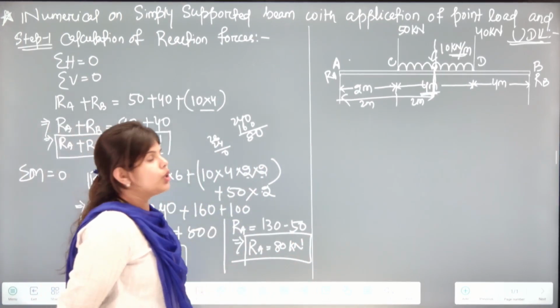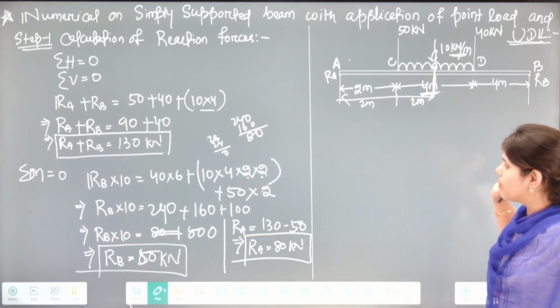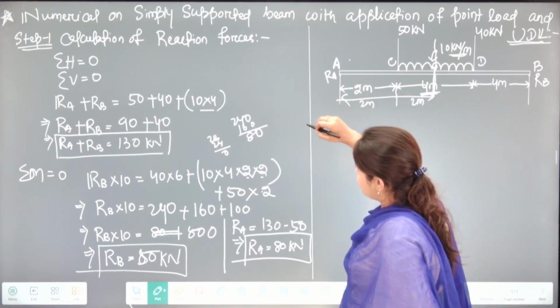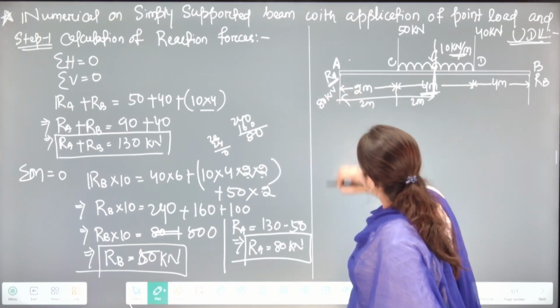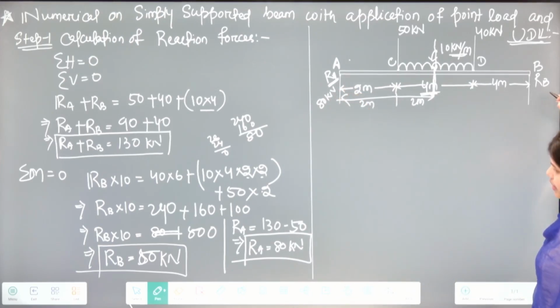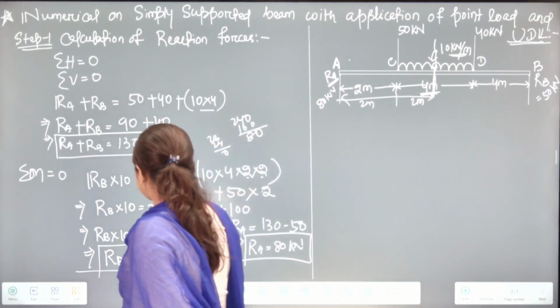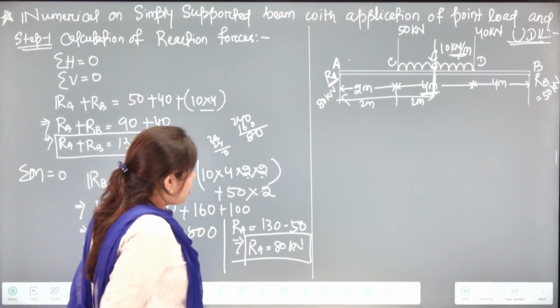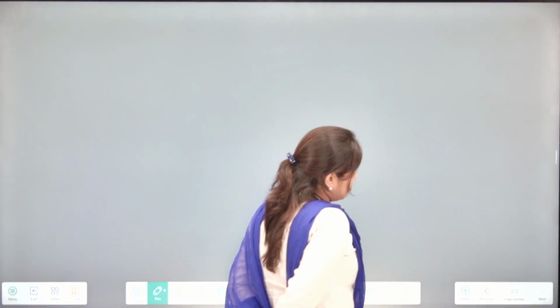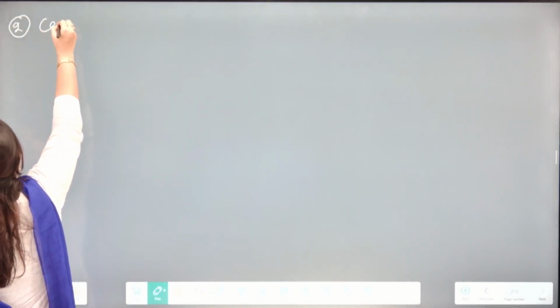When we found RA and RB, that is the reaction forces, our half work is complete. Okay. Now we have the values of the reaction forces. You have RA as 80 kilonewton and RB as 50 kilonewton. Now our work is to find the shear forces. Next step, calculation of shear force.